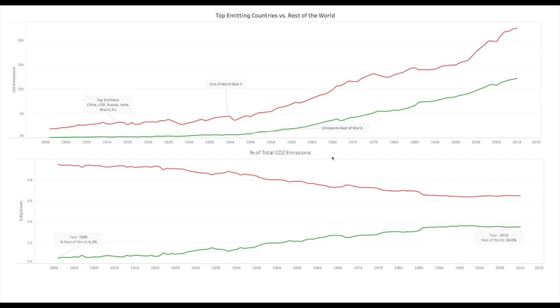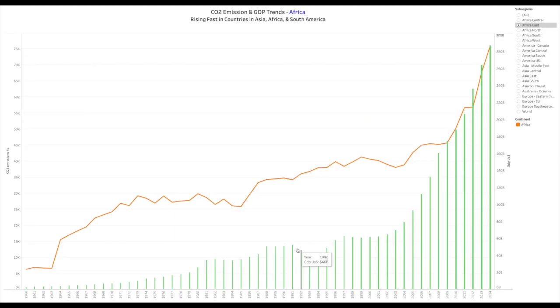If we look at total emissions on a percentage basis, what we see in the early 1900s is that these other smaller countries represented only 6% of total emissions, but today, almost 35%. And this is something we need to be worried about. So what areas do we need to be concerned about? Let's take a look at this chart.